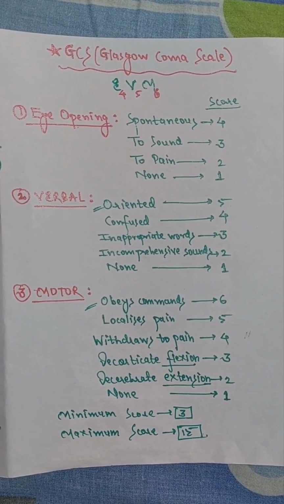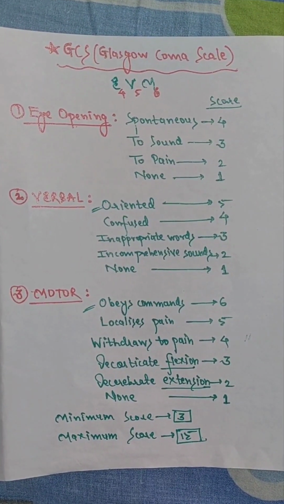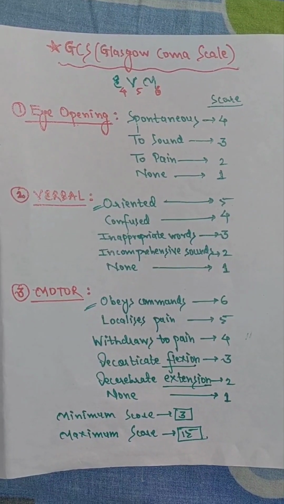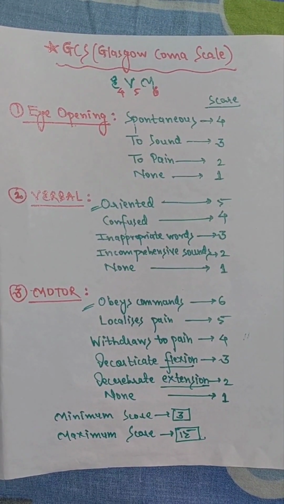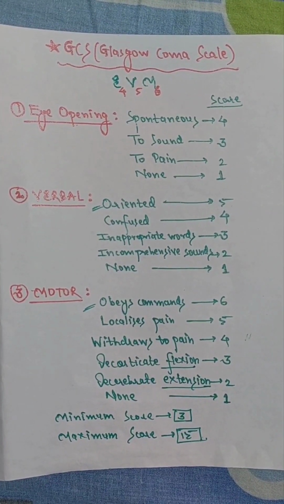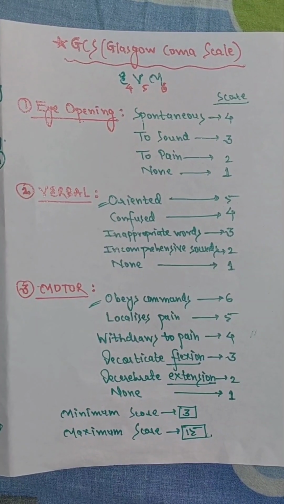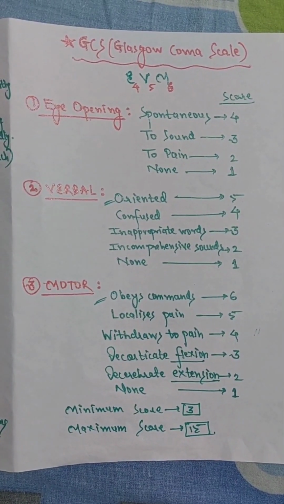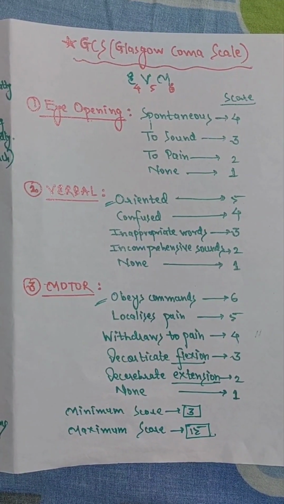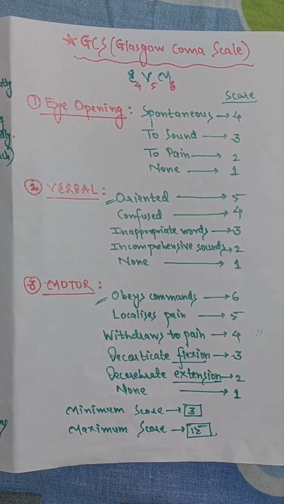And let us see the third component, that is the motor. If the patient is obeying commands, then the score will be 6. If the patient is localizing the pain, then the score will be 5. If there is withdrawal to pain, then the score will be 4. If there is flexion or decorticate flexion, then the score will be 3. And if there is decerebrate extension, then the score will be 2. And if there is no motor component, then the score will be 1.